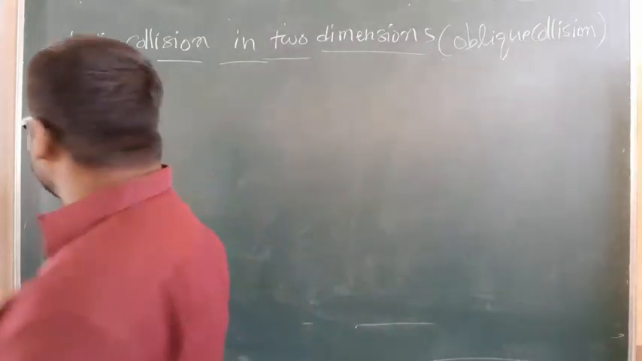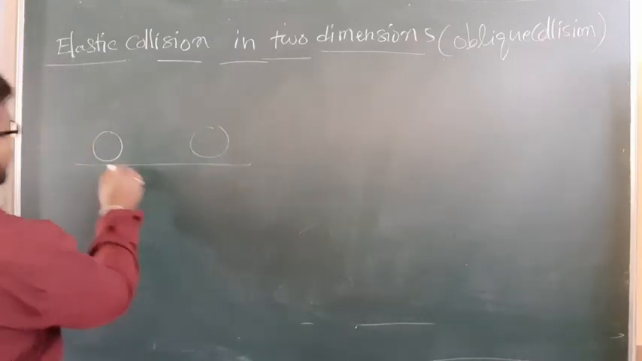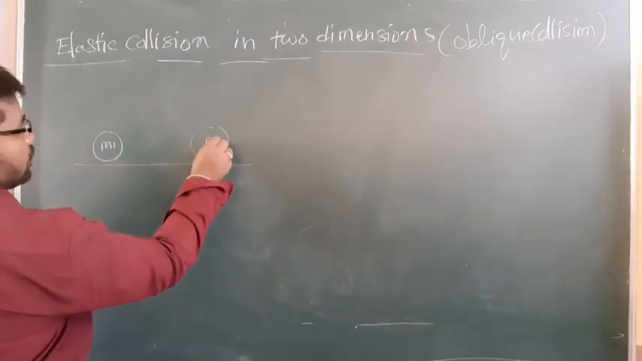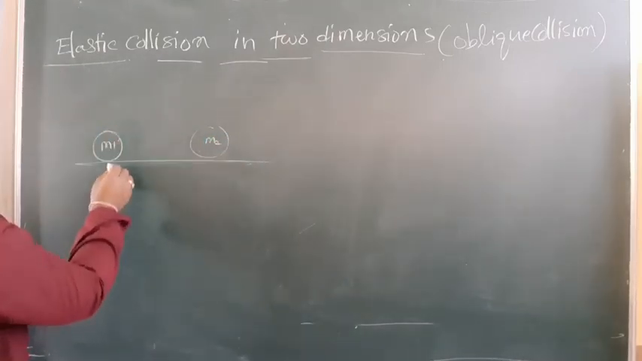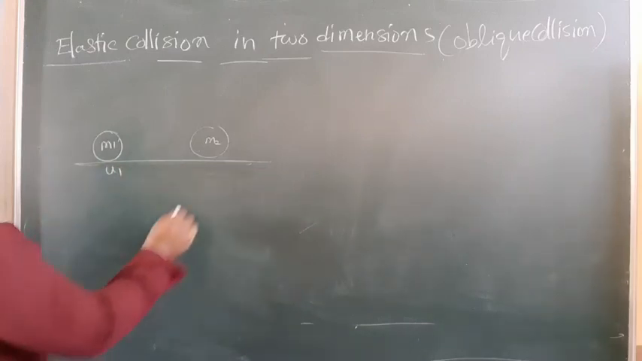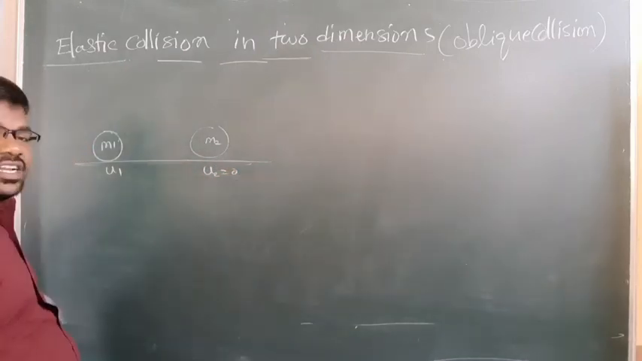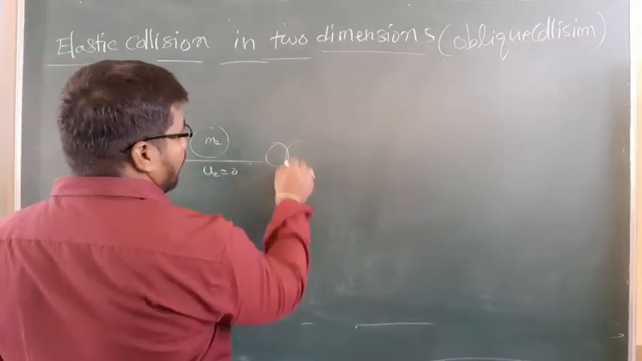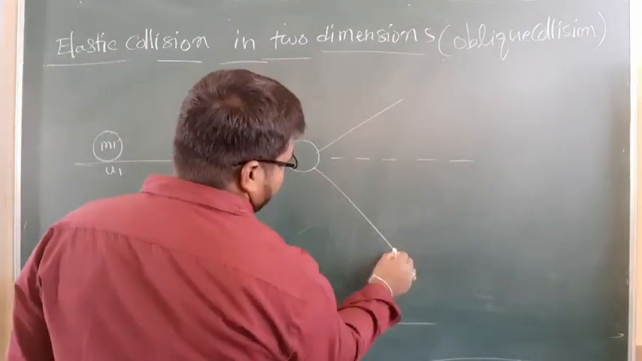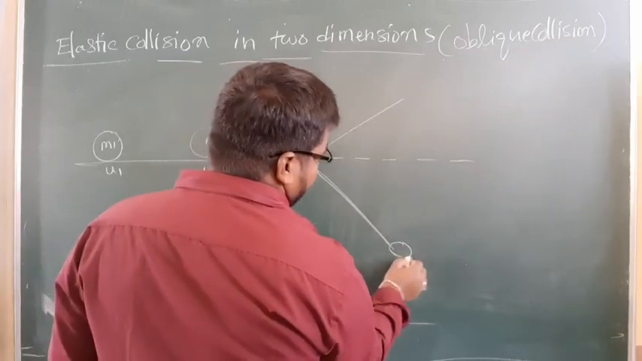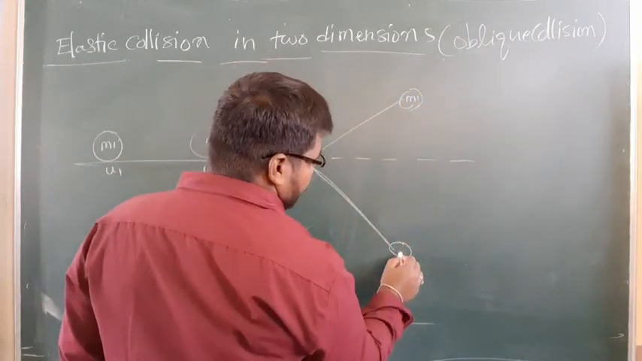In this type of collision, consider two bodies with masses m1 and m2. Initially they are in a straight line. The first body has velocity u1, and the second body, according to the condition, has u2 equal to 0. After collision, the two bodies move with different velocities and different directions.